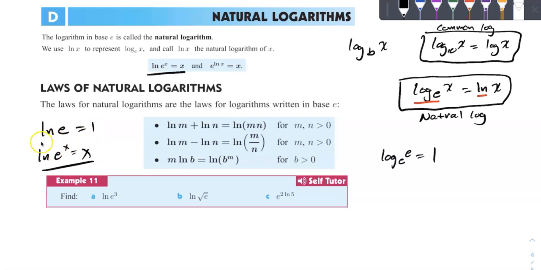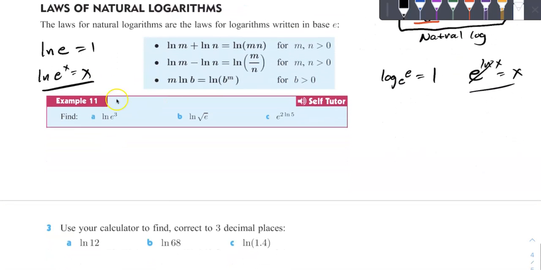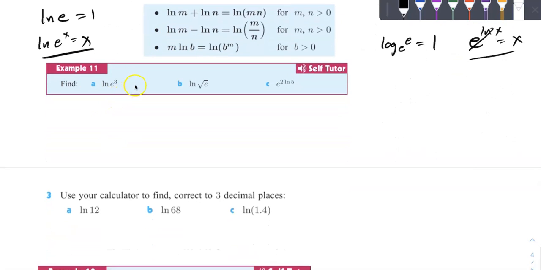Now if you have an x up there, it moves to the front, and then this is a 1, so you just get x. It also works the opposite way. e to the natural log of x, these cancel, you just get x. So e and natural log kind of cancel each other out, and that's the big idea here, besides all the same basic rules. So let's simplify a couple of these.